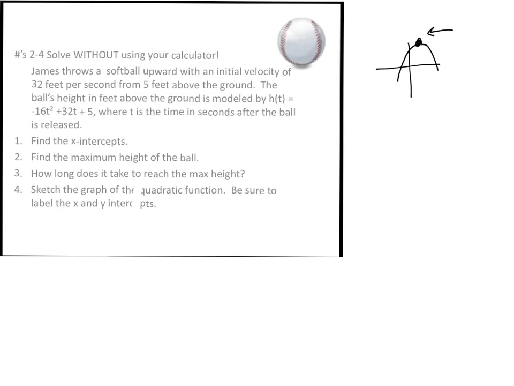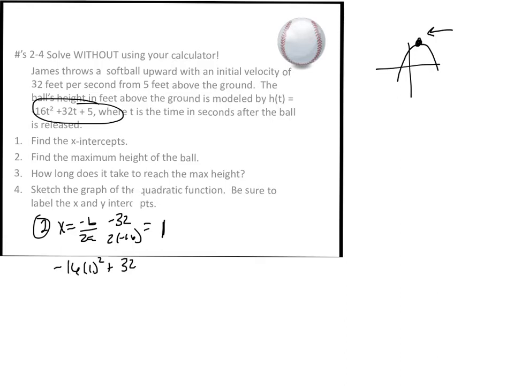Well, how do we find the vertex? For number 2, the vertex x value is equal to negative b over 2a. So b is equal to 32, looking at our quadratic listed in the problem, and a is equal to negative 16. So that's going to give us 1. To find the y value, I'm going to plug that into my equation. So I have negative 16 plus 32 plus 5, and that's going to equal 21. So this is the vertex of the parabola.